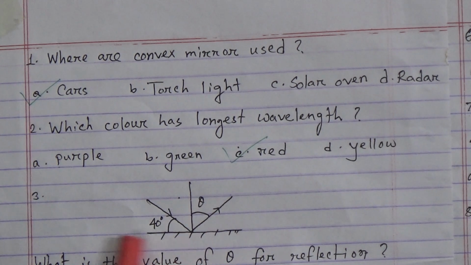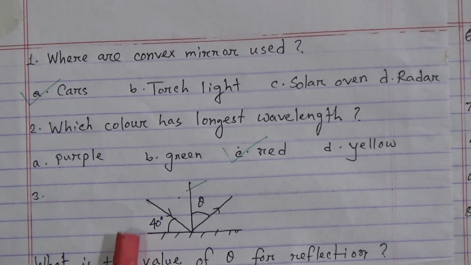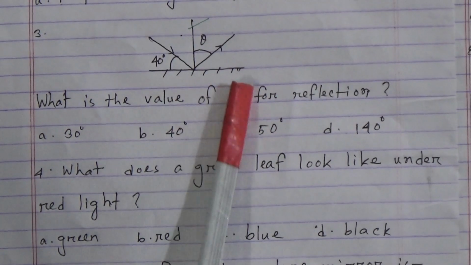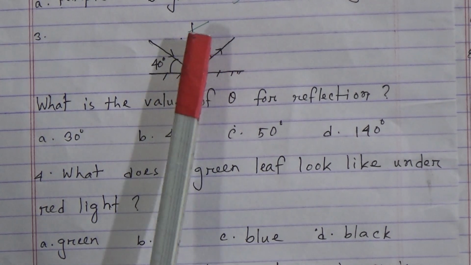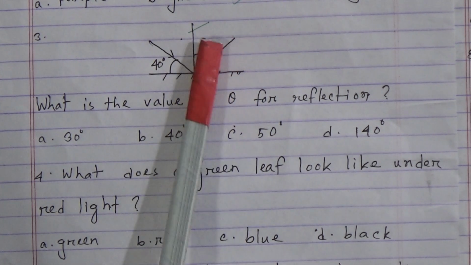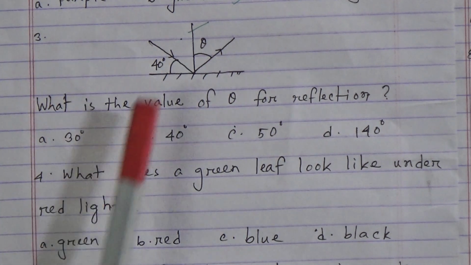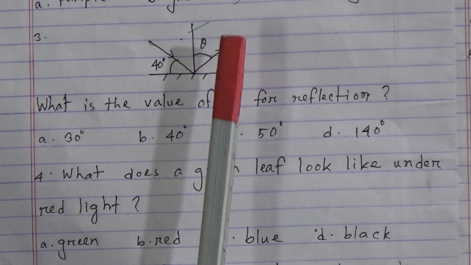Now, question 3. MCQ number 3, here a figure is given. My dear students, this is a plane surface. Here this one is the normal, this is the incident ray, and this is the reflected ray. Here the incident ray makes a 40-degree angle with the plane surface, and here theta is the reflected angle that the reflected ray makes with the normal. Now, what is the value of theta for reflection? That means we have to find out the angle of reflection.